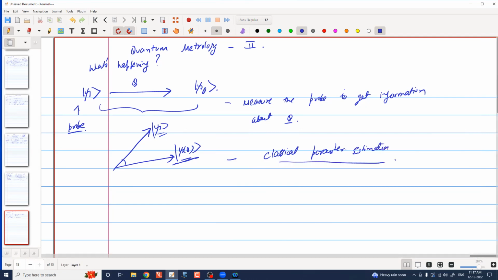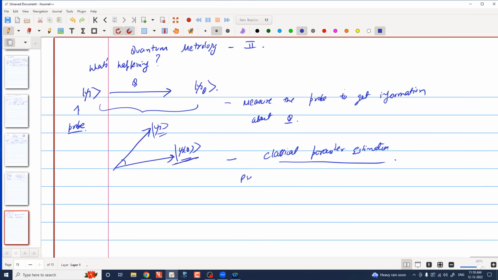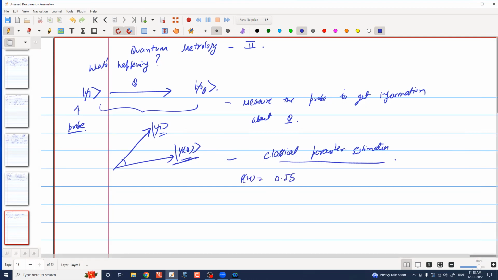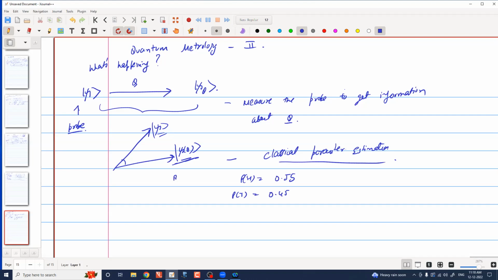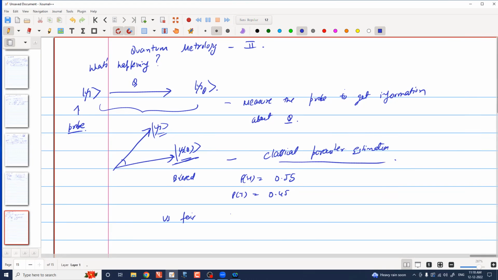So in this particular picture, quantum states are more like overlapping vectors. They are not orthogonal, or you can treat them as overlapping probability functions or wave functions. For example, let's say I have a coin which gives me the probability of heads as 0.55 and the probability of tails as 0.45. So this is my biased coin, and compare it to a fair coin, which is 0.5 and 0.5.